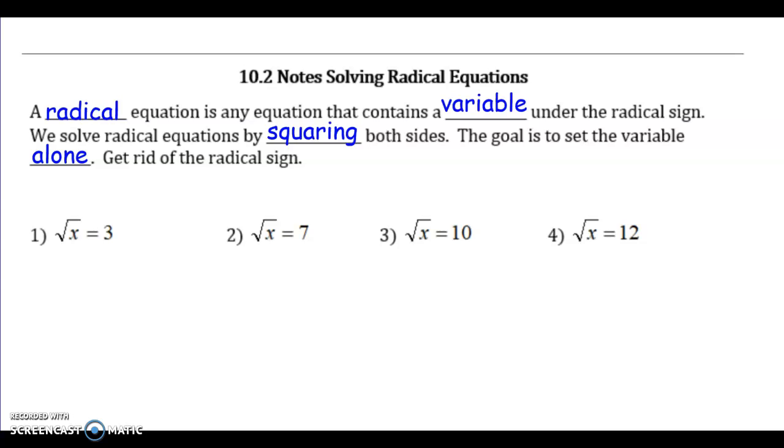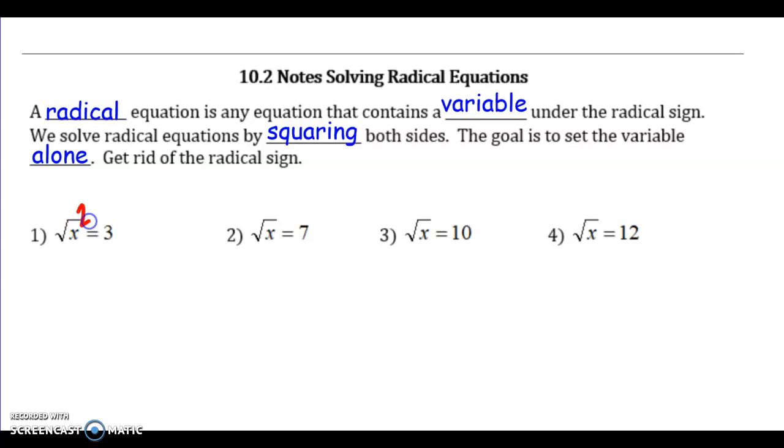And here we go. So a radical equation is any equation that contains a variable under the radical sign. We solve radical equations by squaring both sides. The goal is to set the variable alone or get rid of the radical sign. Sometimes there's radicals in the equations, and what we need to do is just get x alone. We've been doing that for a long time.